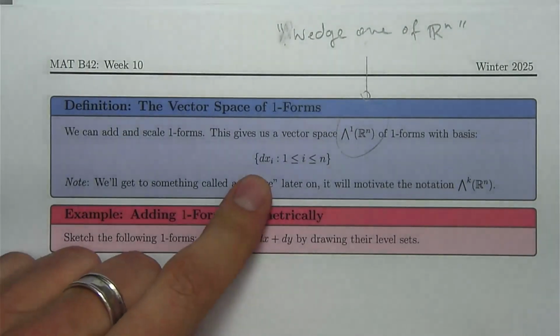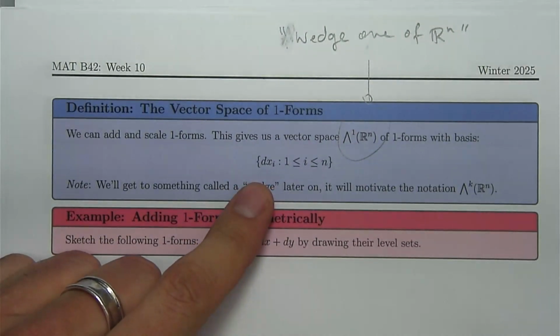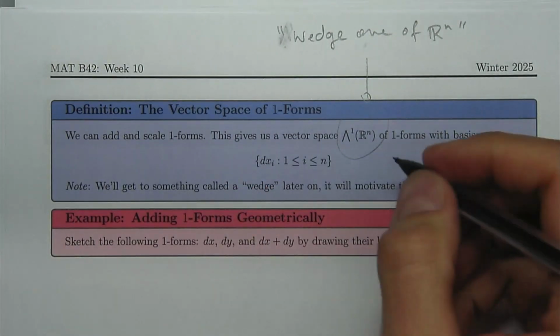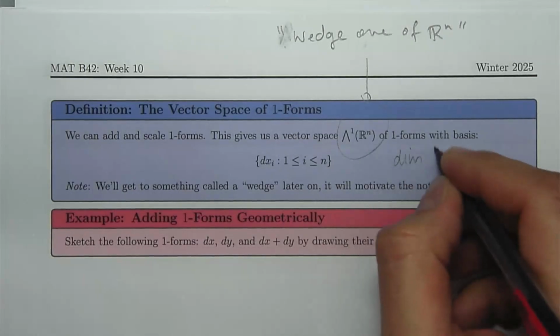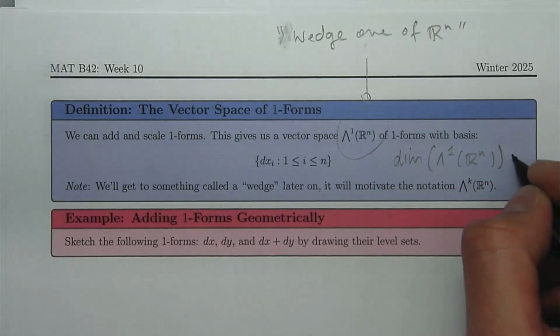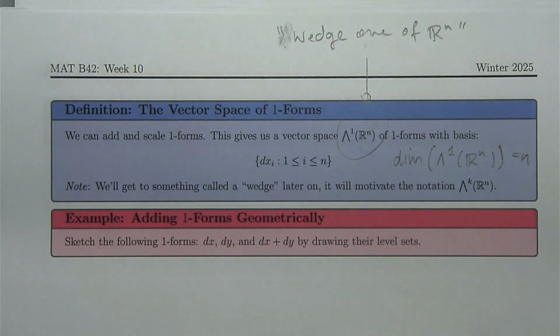Okay, so the one forms have this Cartesian basis. I guess I should also remark, this is just going to be dimension n. Fine. It's interesting to note how these things add together. So let's look at pictures of a couple of these and see what happens.